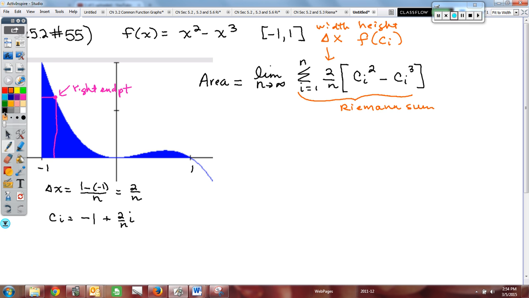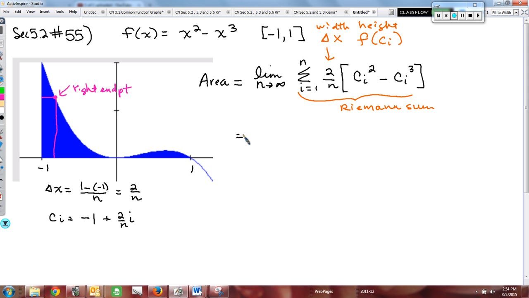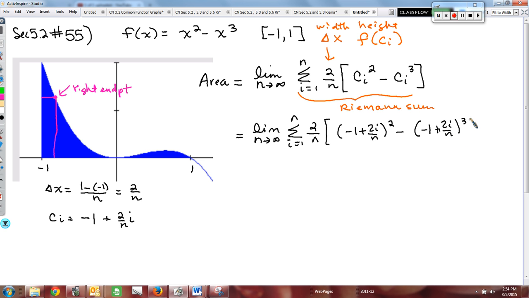All right, so from here, that's the one thing we have to recognize. So we're going to go ahead and start working through this problem. I'm actually going to apply the function and plug my c sub i in. So it's going to end up being 2 over n times my -1 plus 2i over n, squared, minus -1 plus 2i over n, cubed.